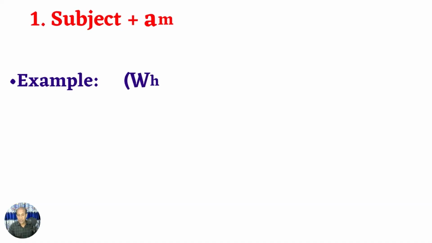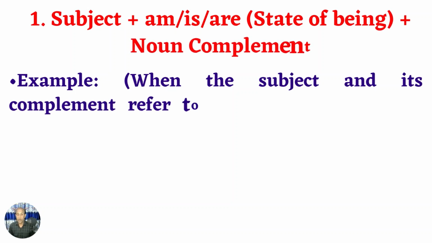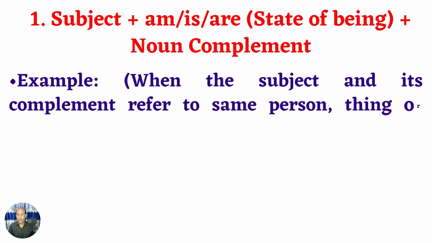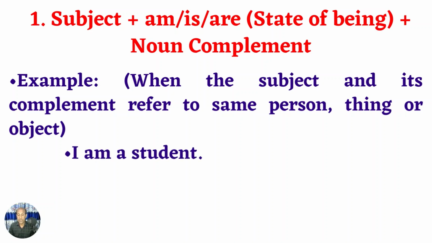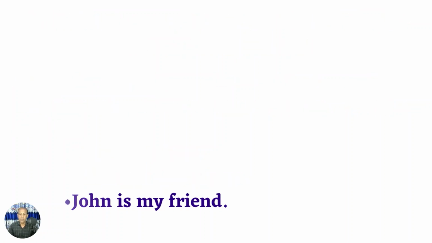Structure number 1: subject plus am/is/are, a state of being, plus noun complement. We use it when the subject and its complement refer to the same person, thing or object. I am a student, kindness is a virtue, John is my friend. Here I and student refer to the same person, kindness and virtue the same thing, and John and friend the same person.